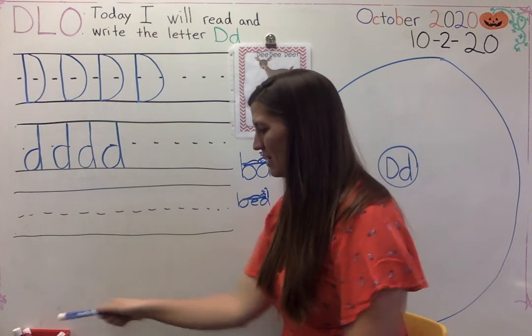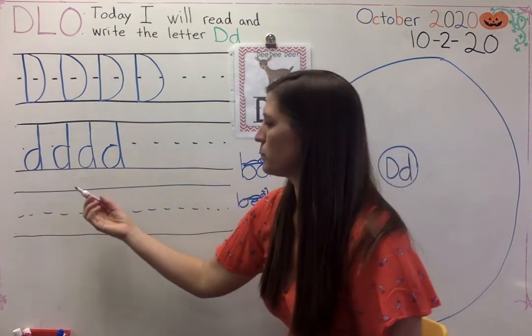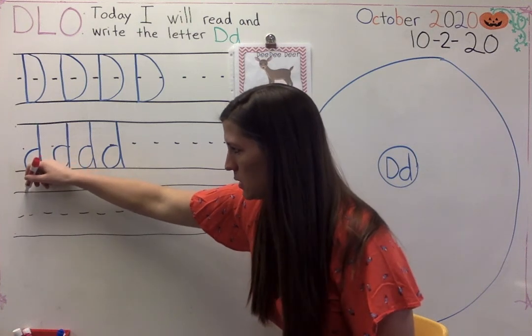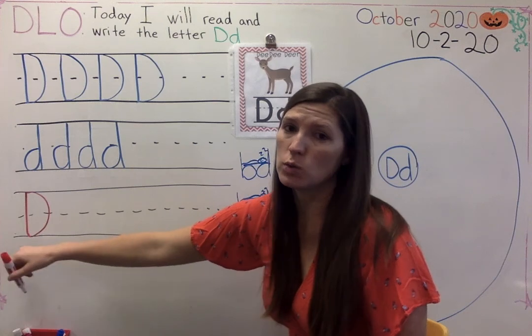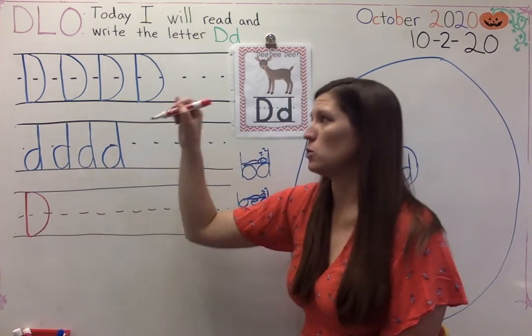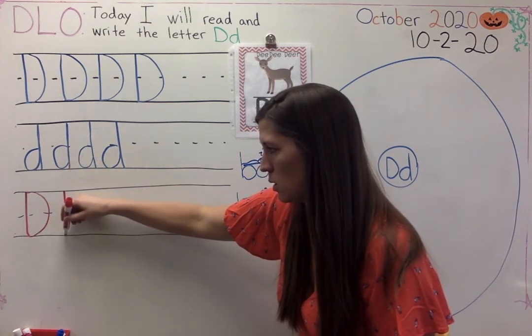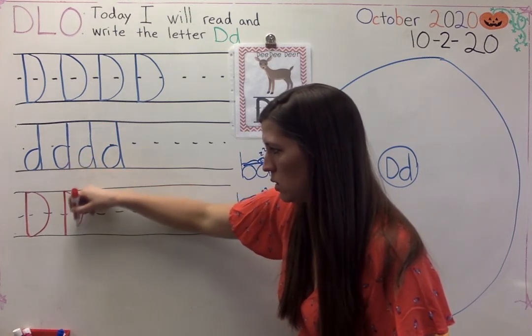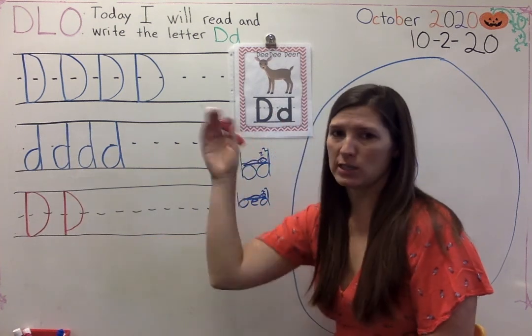Let me show you some D's I don't want to see. I don't want to see D's that start at the sky and then come up from the bottom. Don't do that. Pick up your pencil when you do your capital D. Another capital D I don't want to see. Sometimes you guys do this. You don't quite make it down to the bottom. Make sure it touches the sky and the ground.